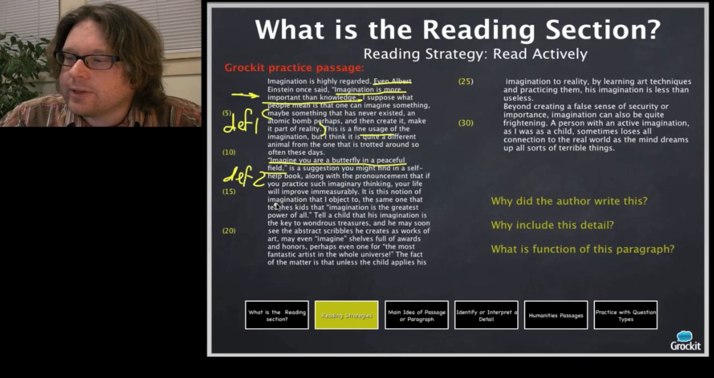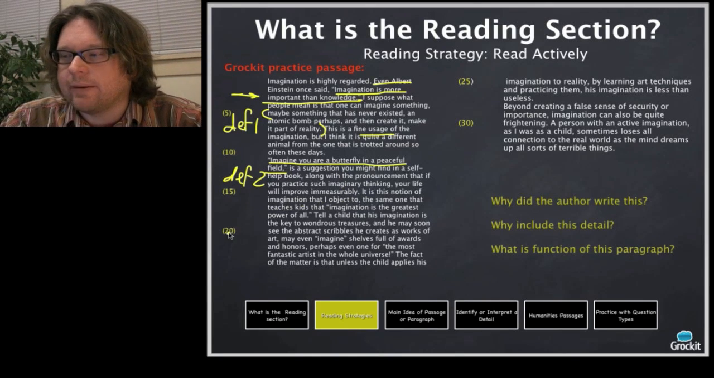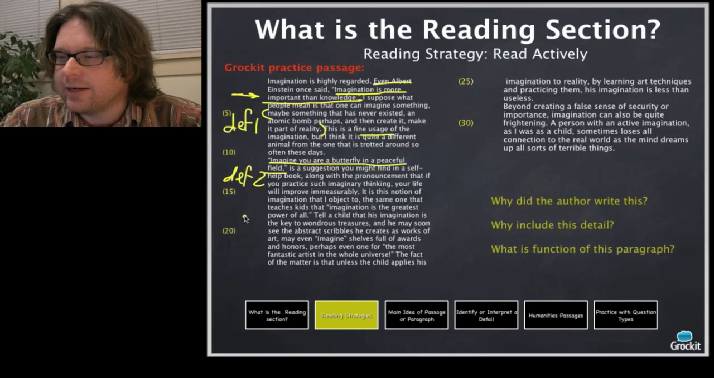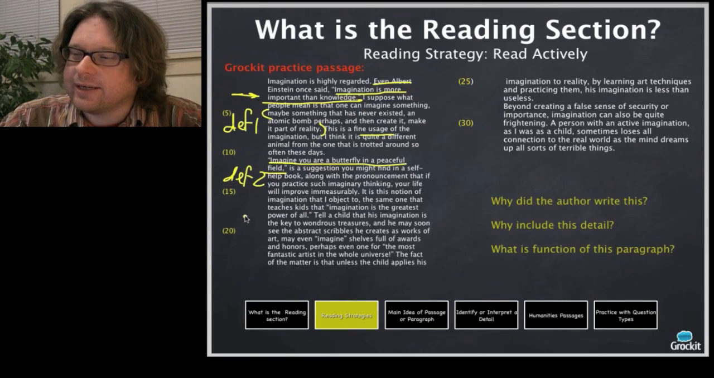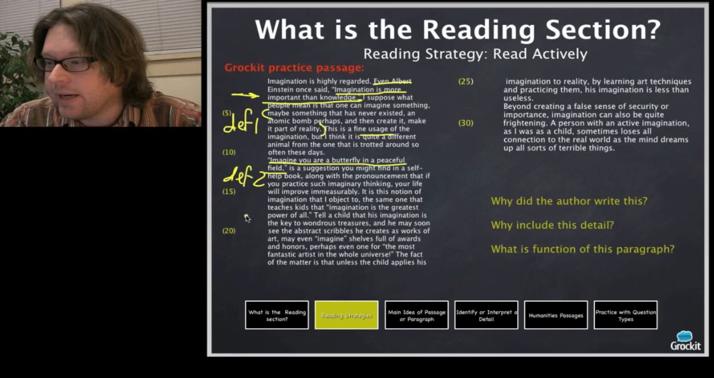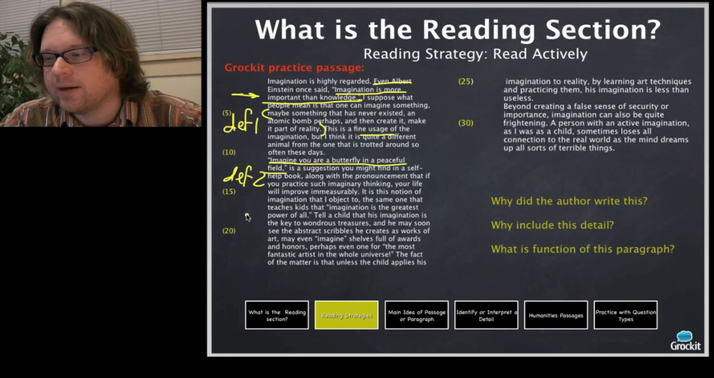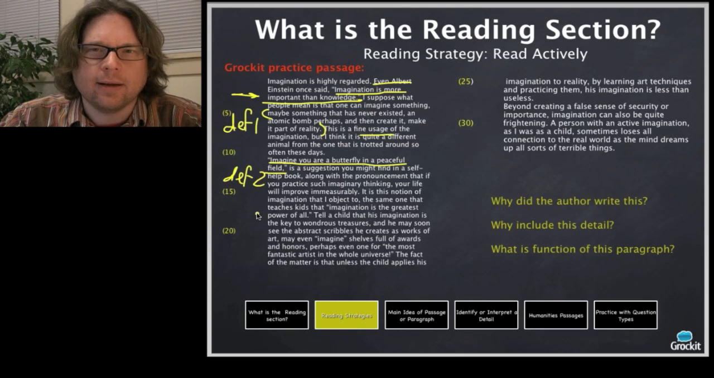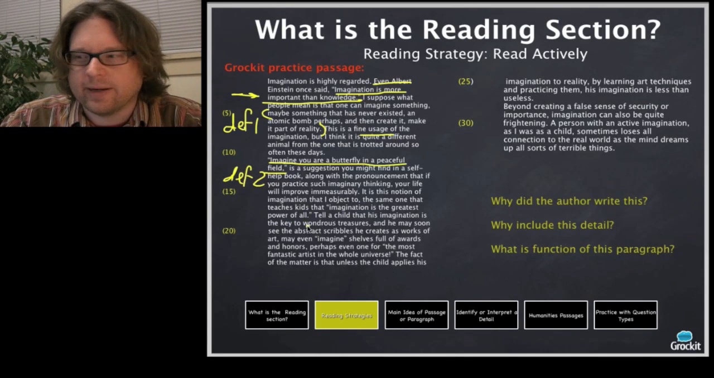It is this notion of imagination that I object to, the same one that teaches kids that imagination is the greatest power of all. Tell a child that his imagination is the key to wondrous treasures, and he may soon see the abstract scribbles he creates as works of art. May even imagine shelves full of awards and honors, perhaps even one for the most fantastic artist in the whole universe. The author clearly seems kind of angry about this, that we tell kids to use their imagination.